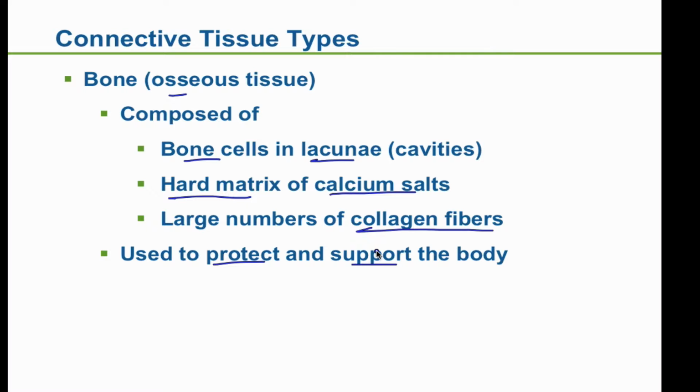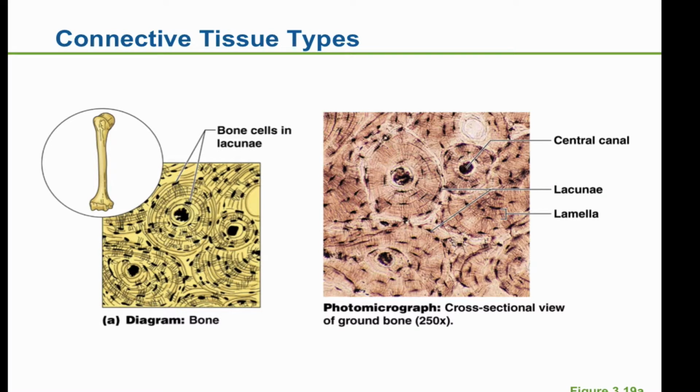Bone tissue is very easy to identify, especially under a microscope, because it looks like this. To me, it looks like if you were to cut down a tree, you see all of these little rings. Bone tissue is just like that. So hopefully you'll be able to identify that pretty easily. It looks like if you cut down a tree and you were to look at the stump of the tree, that's kind of what osseous tissue looks like.